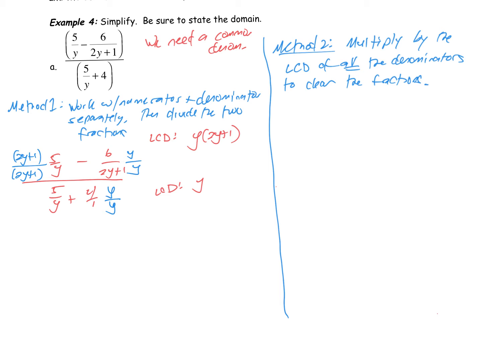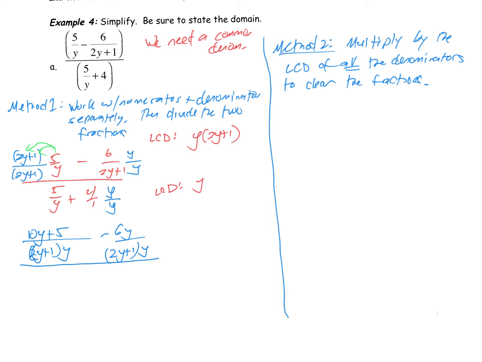And now we're going to distribute in the numerator. We'll distribute the 5 to the 2y and the 1. So we're going to get, in the numerator, 10y plus 5 over, I'm going to leave this in factored form, 2y plus 1 times y. The reason to do that is some factors might cancel out. Minus 6y over 2y plus 1 times y. Now we have a common denominator in the numerator.